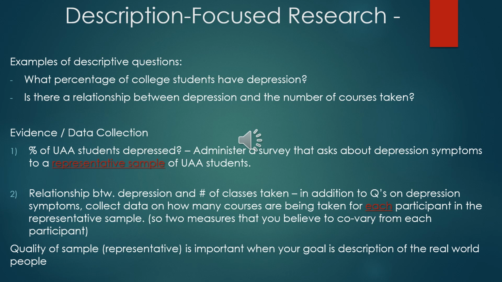In order to have an accurate description of the UAA students, you need to have a representative sample of UAA students. Because if it's not a representative sample, your description based on the sample is not an accurate description of the population that you are interested in. The other thing is, say that your description is about the relation between depression and the number of classes taken. In this case, the method may be correlational research, as your question is about the relation between these two variables. Still, this is a description of the relation, so the same logic applies: you still need to be concerned about the representative sample of the population that you are interested in.